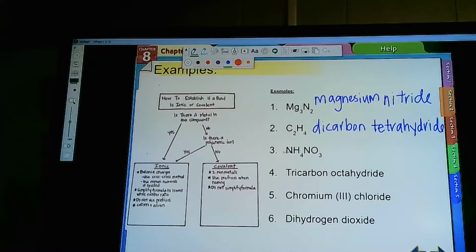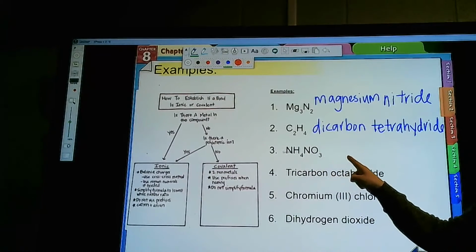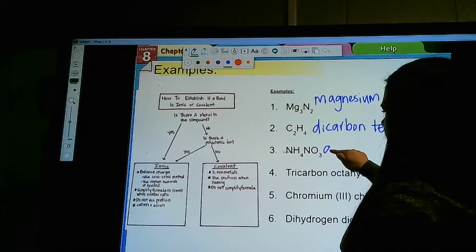NH4NO3. What do we think? Ionic or covalent? It is ionic because what's in there, it's not a metal, but it is a polyatomic ion. Since there's a polyatomic ion of ammonium, that's our cation, this is ionic. So I just say both of the polyatomic names. So this is going to be ammonium nitrate.